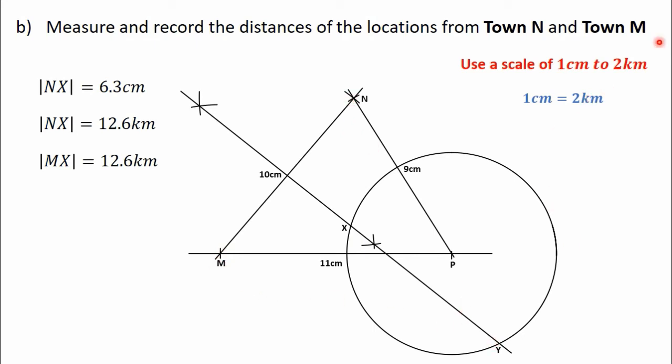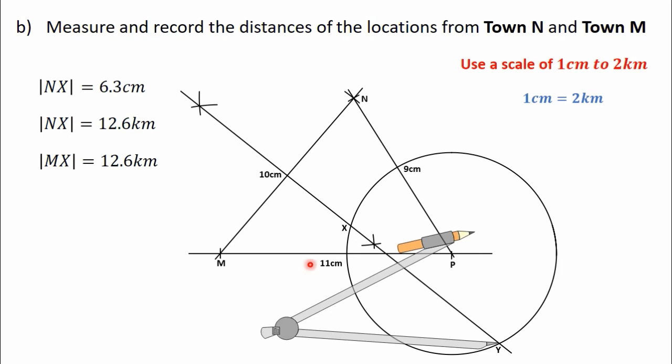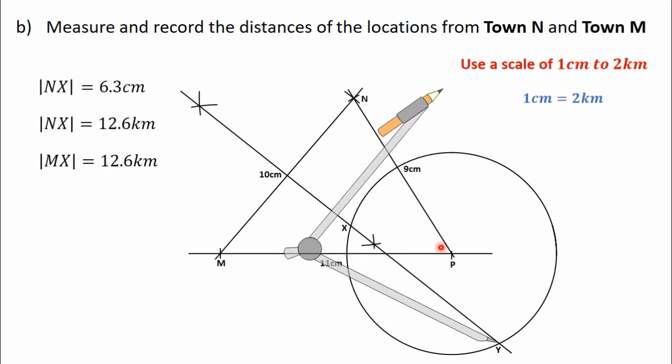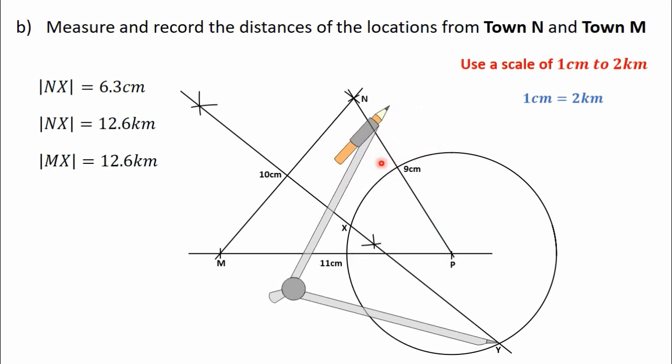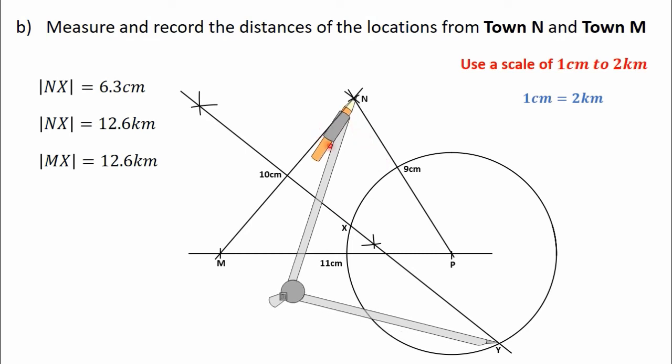To measure NY, I'll take the compass and put the needle on point Y. So I'll put the needle of the compass on point Y. Then I'll stretch the part holding the pencil to point N. So the needle of the compass is on point Y now. Then I'll stretch the part holding the pencil to point N, just as I've done here. I've now measured NY using the compass.